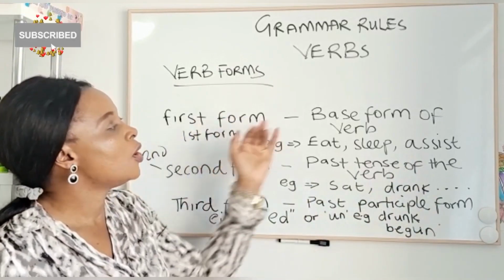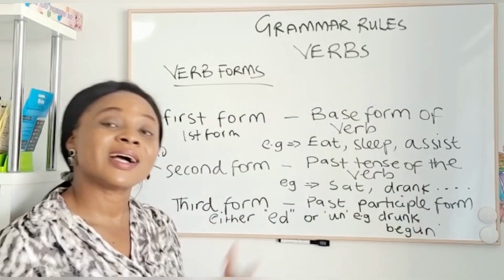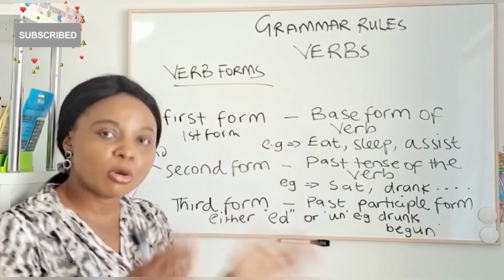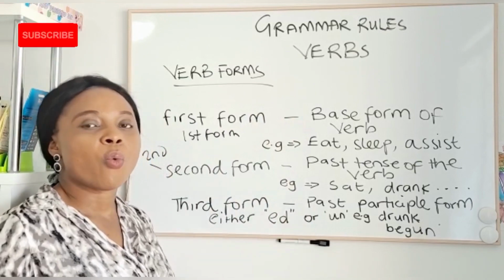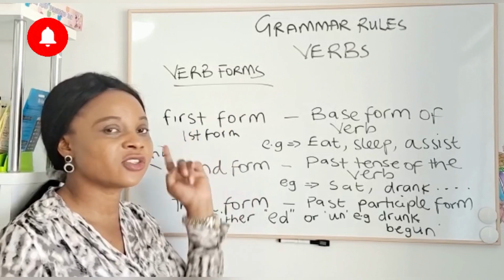Now, the first form, which is the base form, is just any verb without the ing ending, without s at the end, or without ed. Those are the base ones. That's the normal form of words. For instance, things like eat, sleep, assist, walk, talk. That's just the basic form of the verb. That's the base one, which is the first form of the verb.